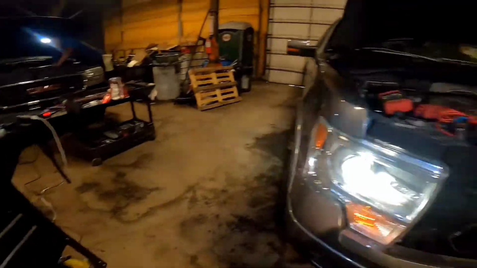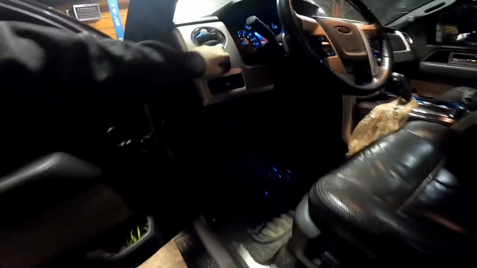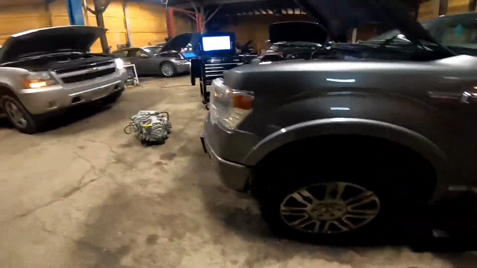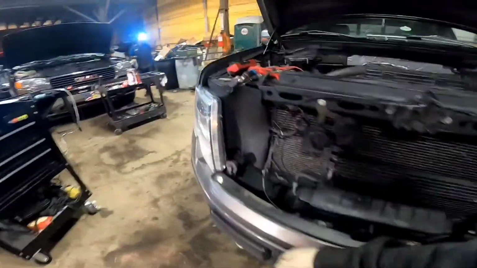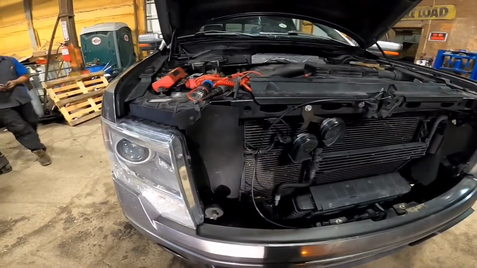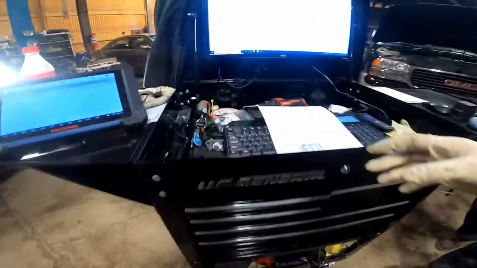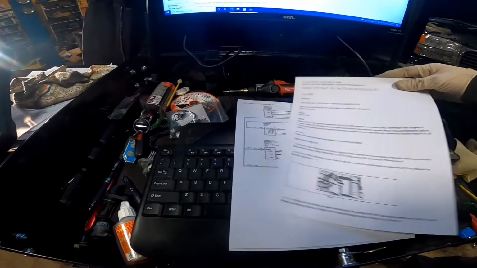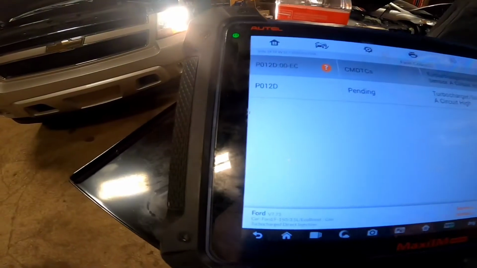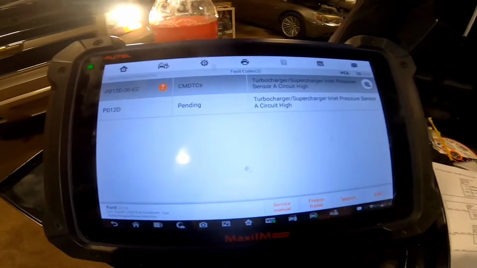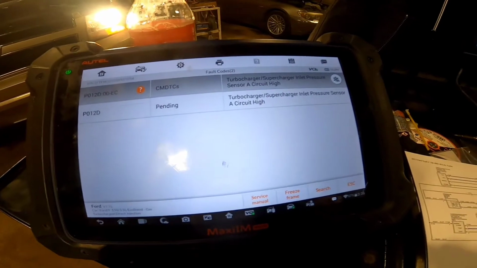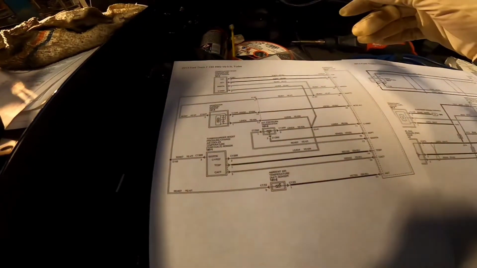Today we have this 2013 Ford F150. Customer brought it back after we replaced a driver's seat control module due to a fault with the drain. Now we have a code that they brought back for, P012D, which is turbo supercharged inlet pressure sensor circuit high.